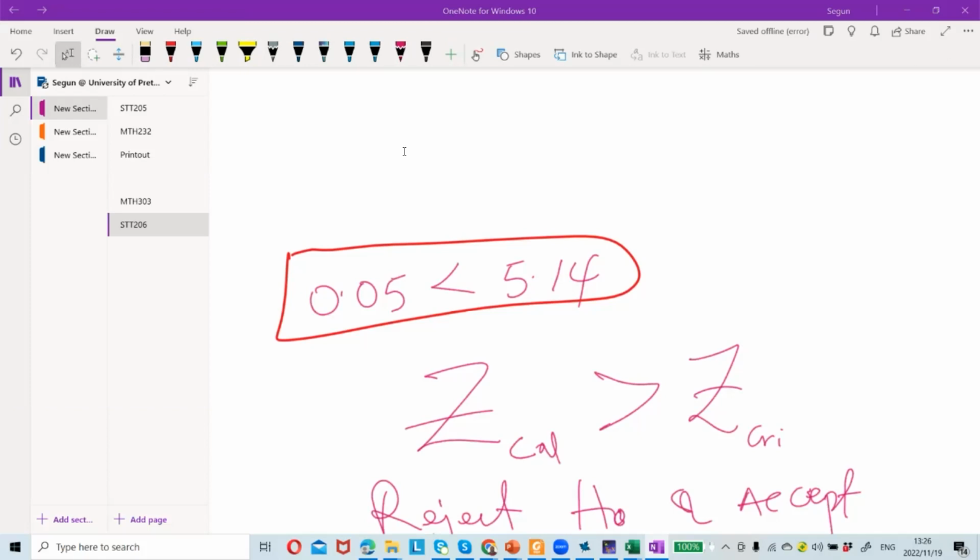Now, what we are doing is we are calculating. The rule says when F calculated is greater than F tabulated, we reject H naught. Whenever F calculated, Z calculated here, is greater than Z tabulated, we reject H naught. When you reject something, you accept the other one.